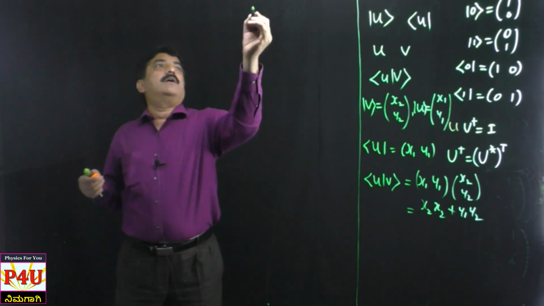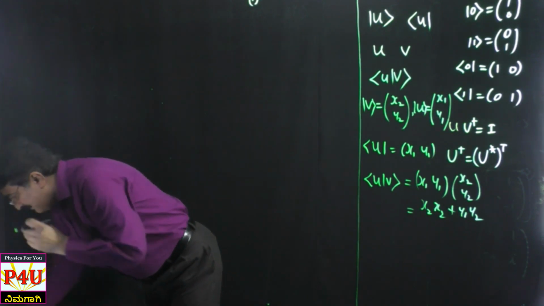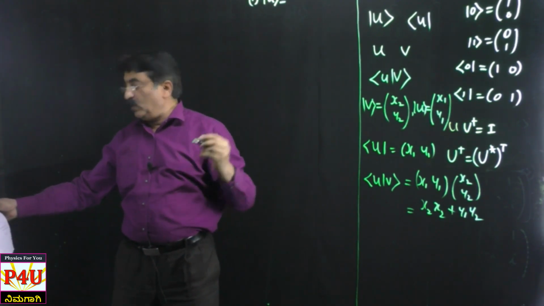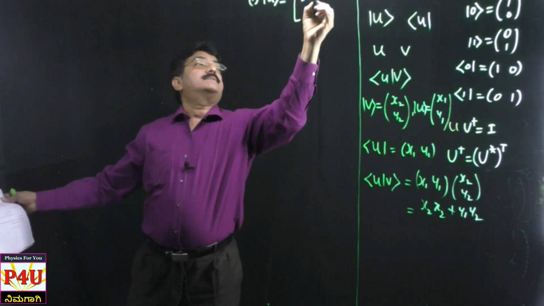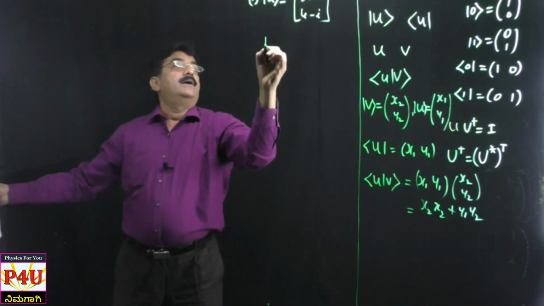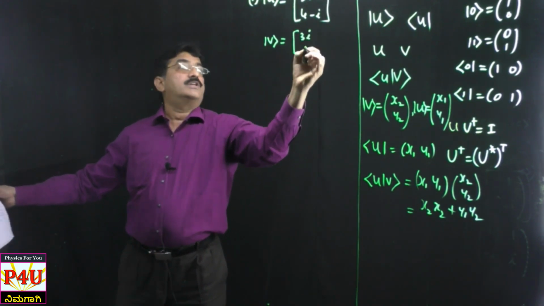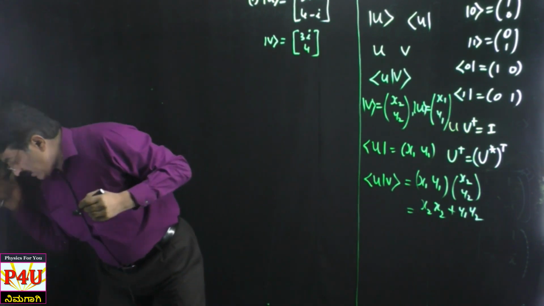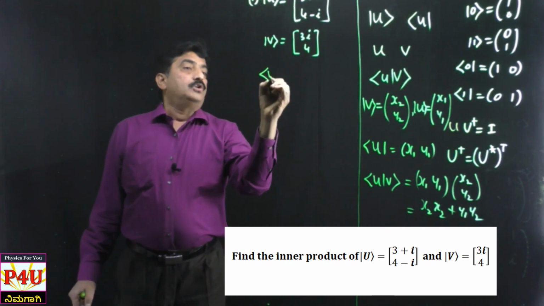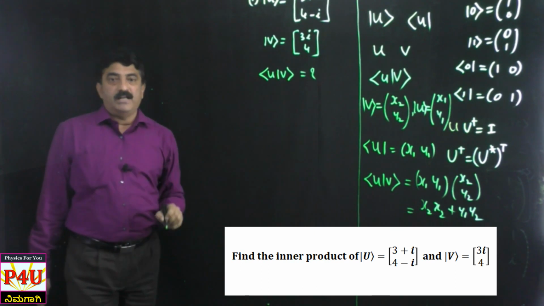Let us take one particular example. There is a ket u, it is 3 plus i as the first member and 4 minus i as the second member. There is a ket v, which is also two dimensional, with members 3i and 4. Now the question is, find the inner product of these two, u v. If I write it like this, definitely it is going to be the inner product.